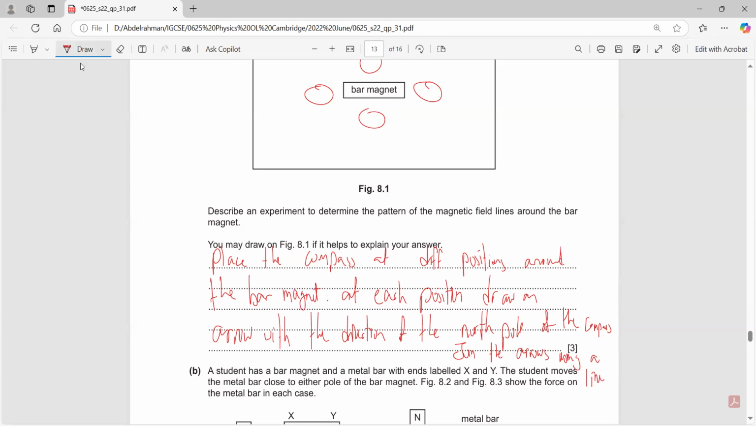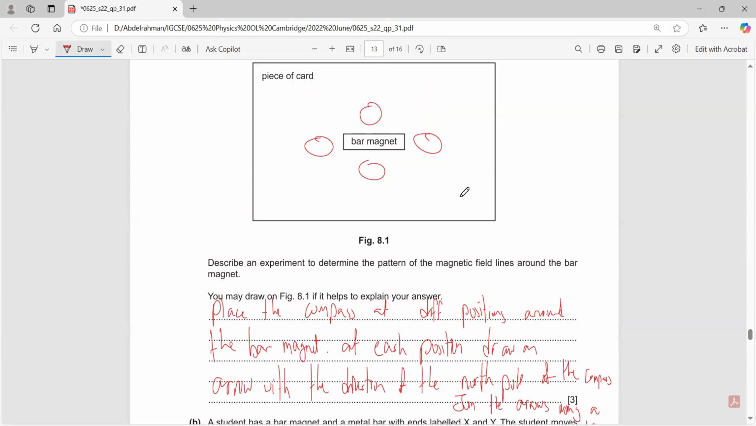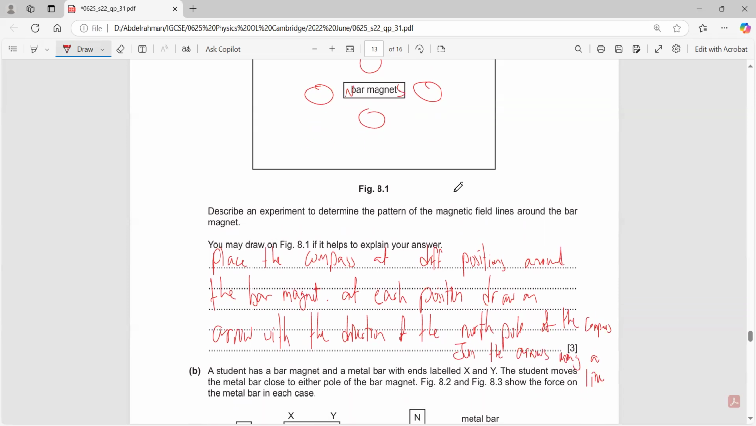All you do is you use the compass. For example, if this was a North Pole and this was a South Pole, the compass head would be directed this way, to look to the right, and here to look to the right. So basically, just draw an arrow in this direction, and in this direction.